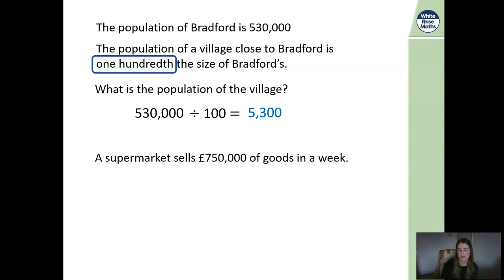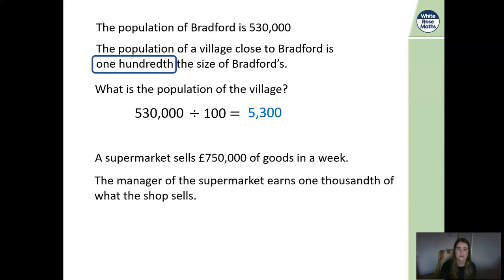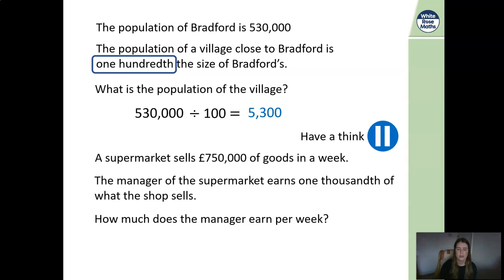Let's have a look at another question. A supermarket sells £750,000 of goods in a week. Now, the manager of the supermarket earns 1,000th of what the shop sells. So how much does the manager earn per week? So I'd like to pause the video and have a think. What is the key language in that question? What information is going to help us answer that question?